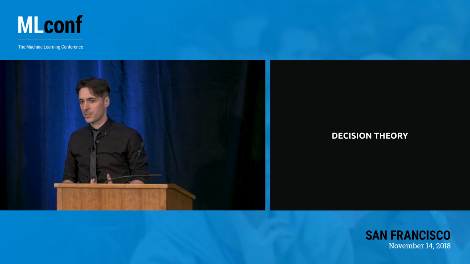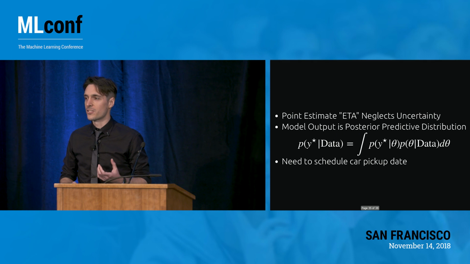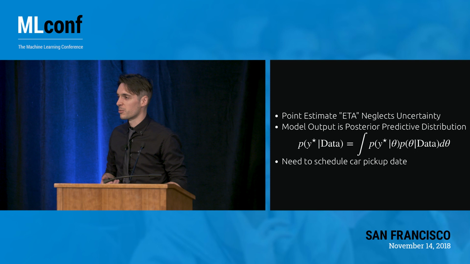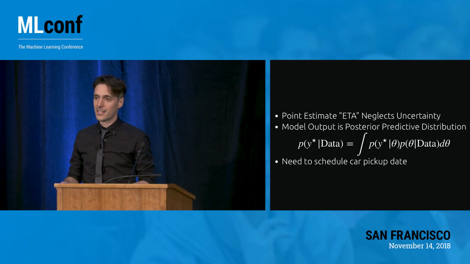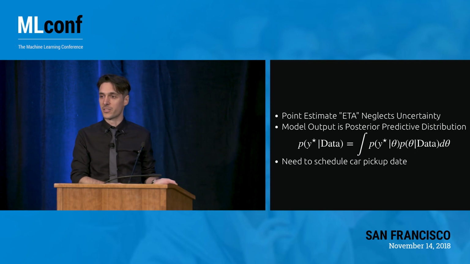And so when we talk to stakeholders, they say, how do I use this distribution? I need to have an ETA. I need a point estimate. The problem with reporting a point estimate is it contains a lot less information than the entire predictive distribution.